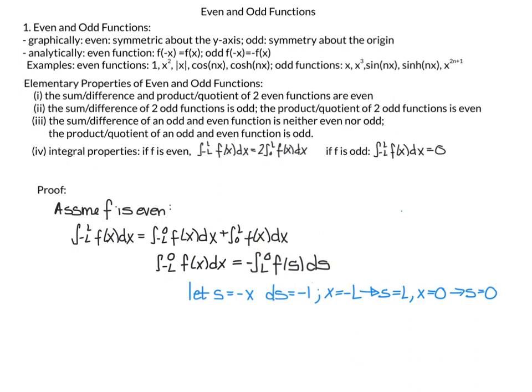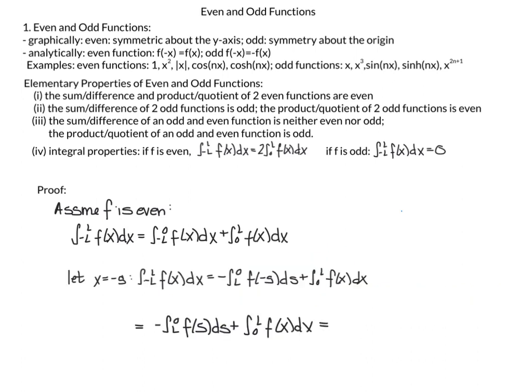Making this substitution now, I have my integral. Instead of going from negative L to 0, s is going to go from L to 0. And then my f of s, because I'm substituting s for x, but now instead of dx, I need to have a negative 1 ds. So this is how I get this formula here.